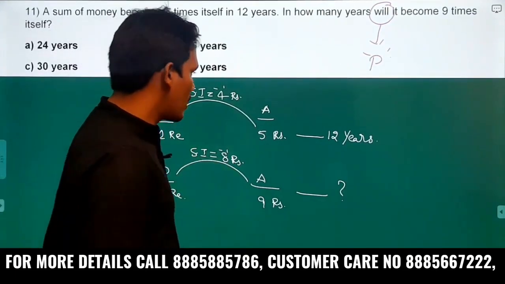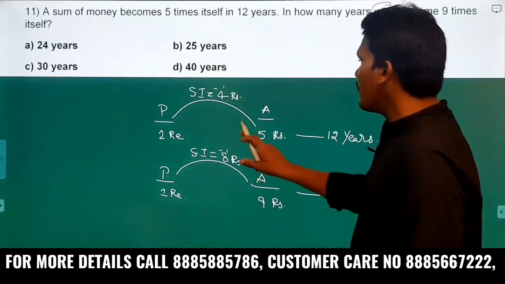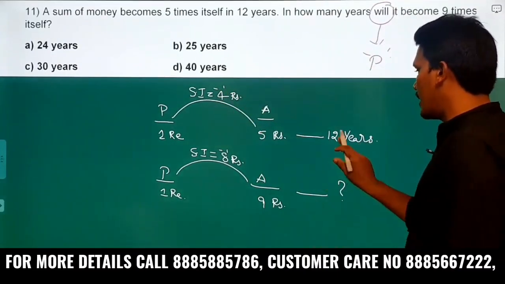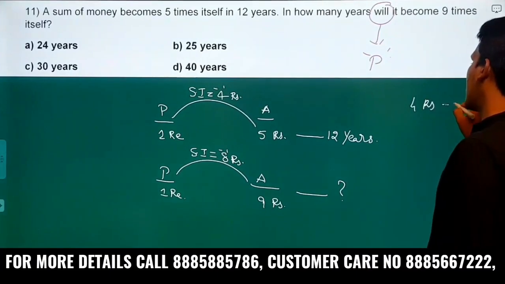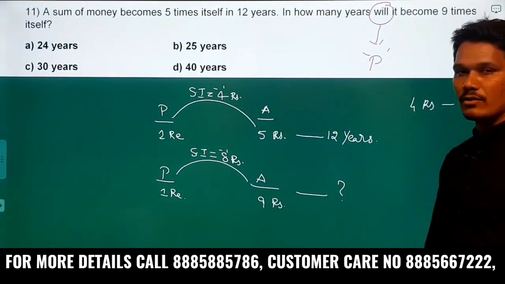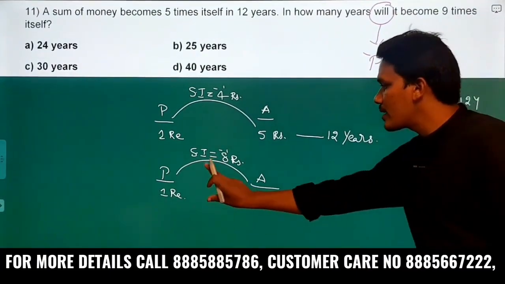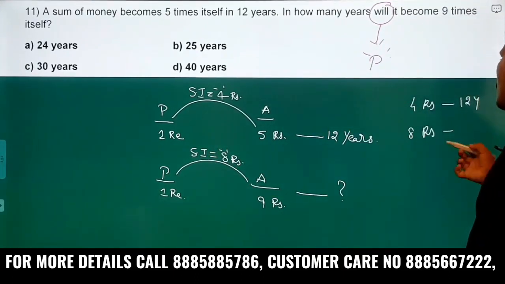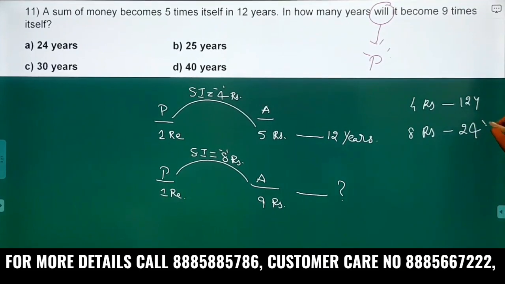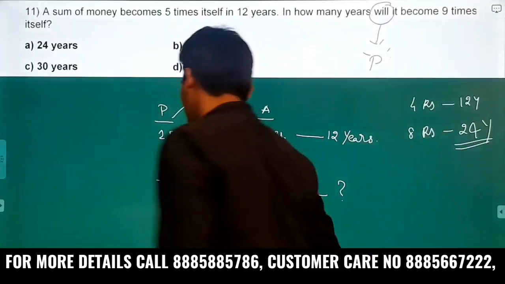Okay. But here if you observe, to develop 4 rupees simple interest, how many years has it taken? 12 years. So to develop 4 rupees, it has taken 12 years. So here what is the simple interest to be developed? That is 8 rupees. So automatically it will become 24 years. That's all. So if you go with the concept, you will get the answer in no time.